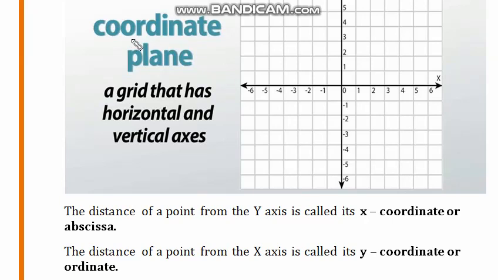Today we are going to discuss the topic coordinate geometry. So already you know very well about it. What is meant by coordinate? I'll recall one more time. The coordinate means the position of a point on a plane.